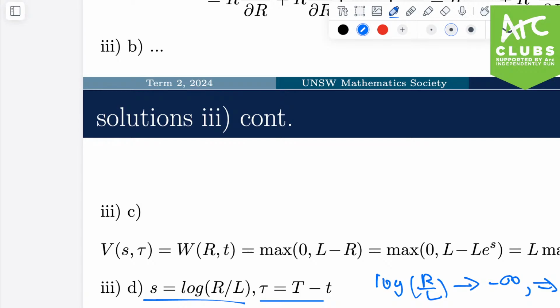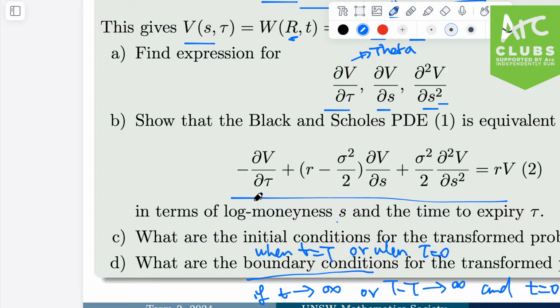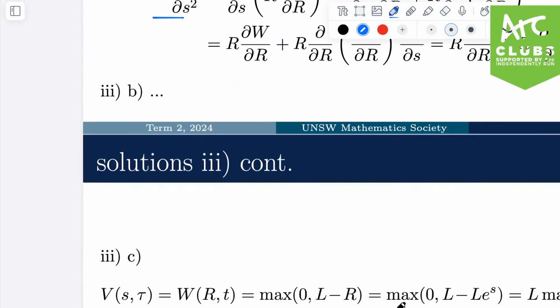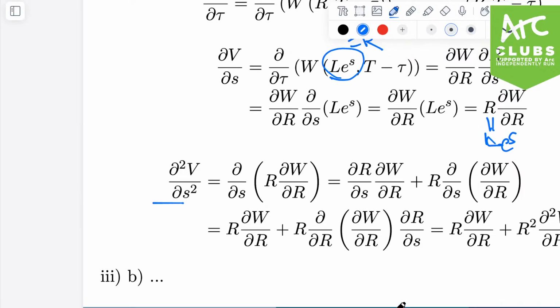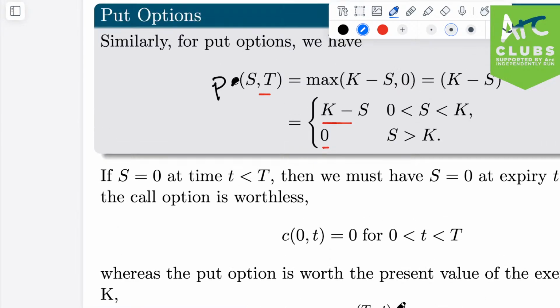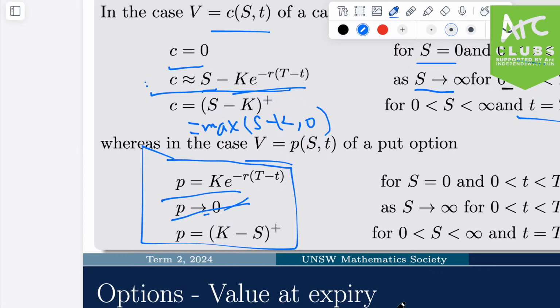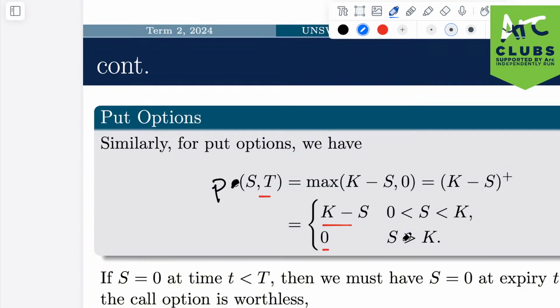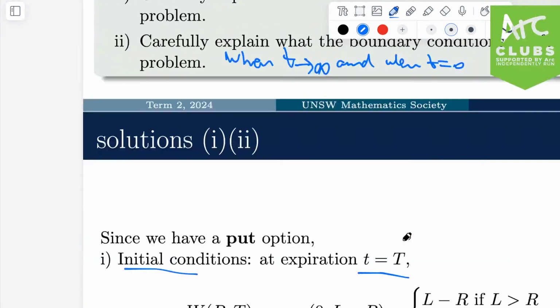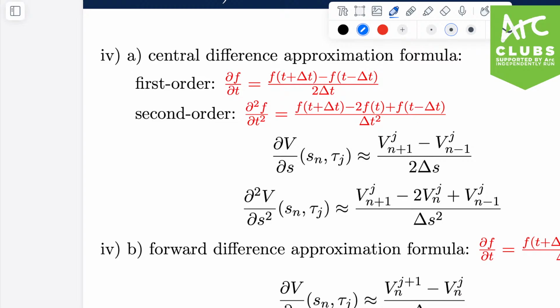If S goes to negative infinity, then our price will approach L times exponential negative R over tau. Again, you kind of just want to start with the expression here. You just use the same logic as the ending part of topic 5. It's just like using what you know to get to something you don't know.